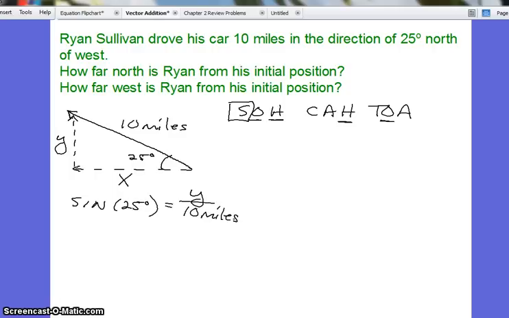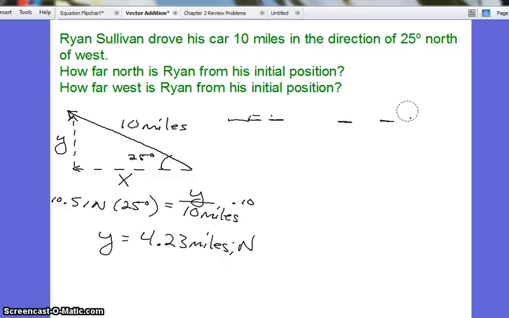So we solve for y by multiplying each side by 10. And we get that y is 4.23 miles. And that is north of where he started.